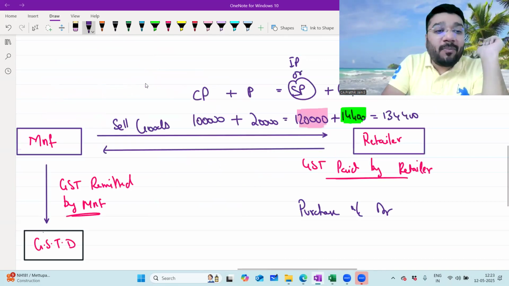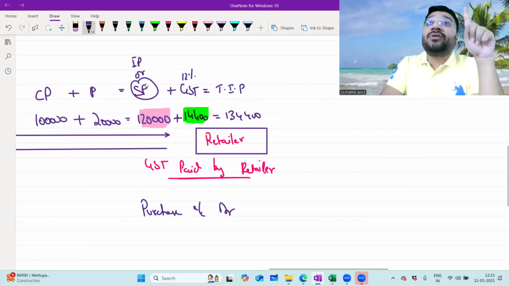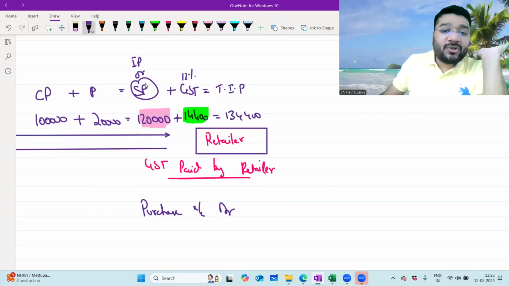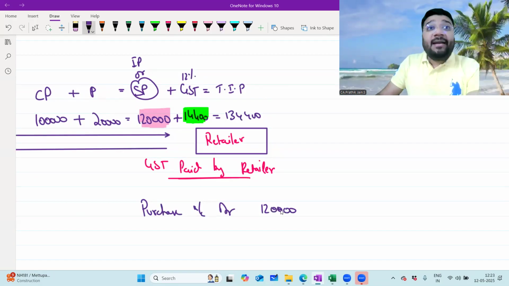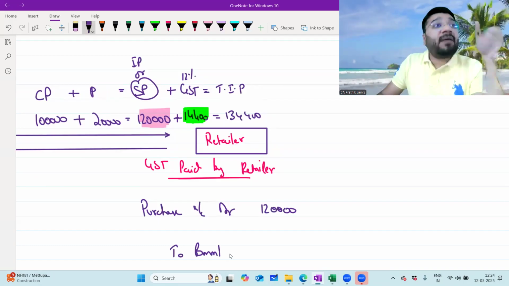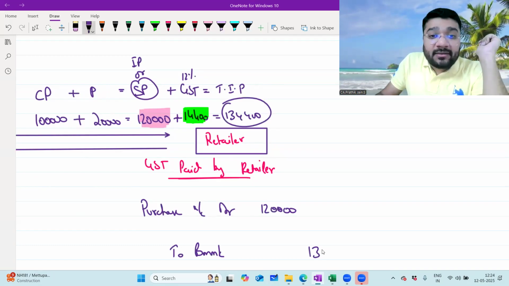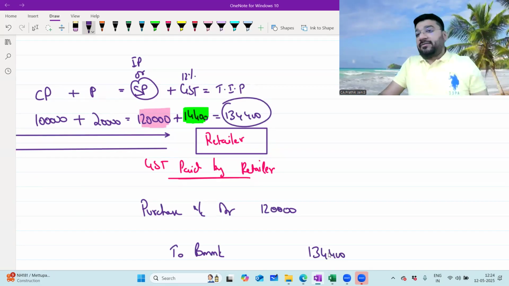So what income did the opposite person show? 120 was the income. So what is my 120 here? Purchase cost expense. Any problem? So the seller's selling value is the buyer's purchase value. So 1,20,000 I'm recording. Any problem? And to bank, money is going out. This is a cash transaction. You have to pay money. How much money do you have to pay, boss? 1,34,400.